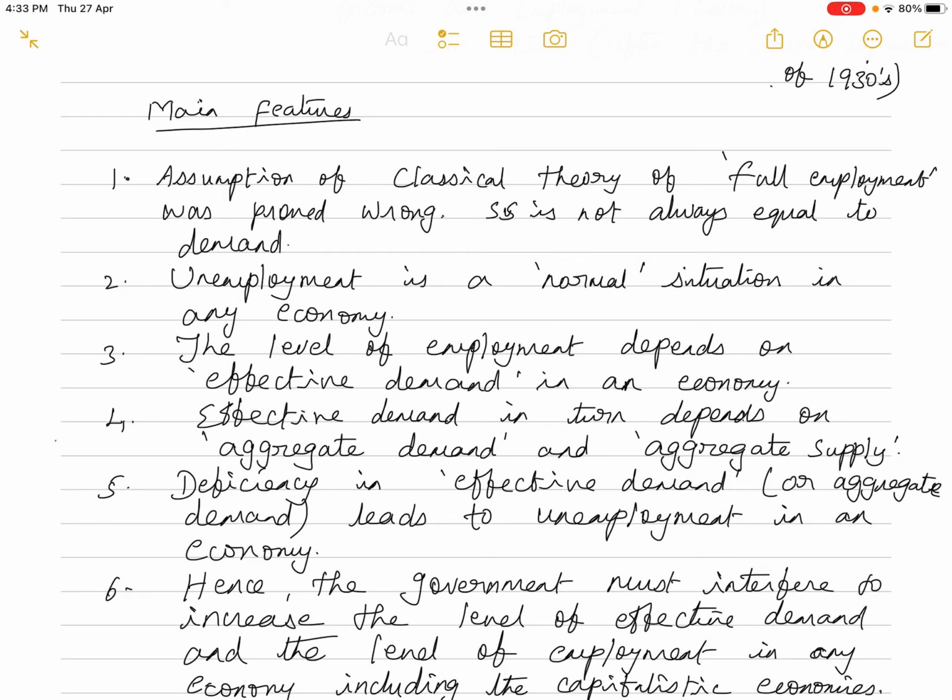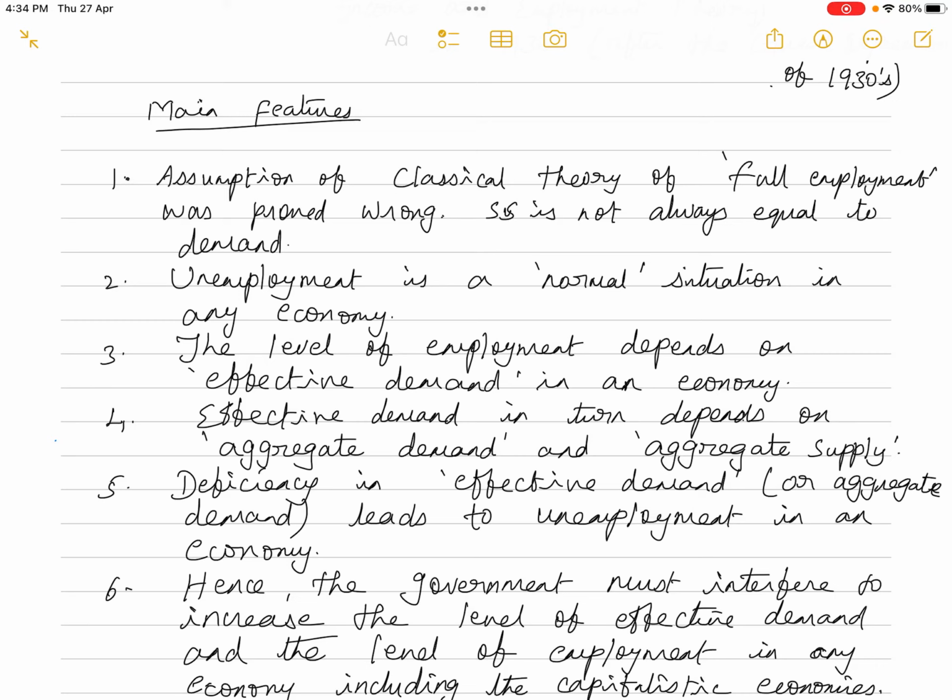Because all these are macroeconomic concepts, we are not viewing the economy from the micro point of view or from the individual point of view. Keynes viewed the economy from the macro point of view, that is, the economy as a whole. That's why we have to check the total demand and total supply of all goods and services in the country. So effective demand in turn depends on aggregate demand and aggregate supply. Keynes said that unemployment is a normal situation, and the level of employment in any economy depends upon effective demand, and effective demand depends on aggregate demand and aggregate supply.